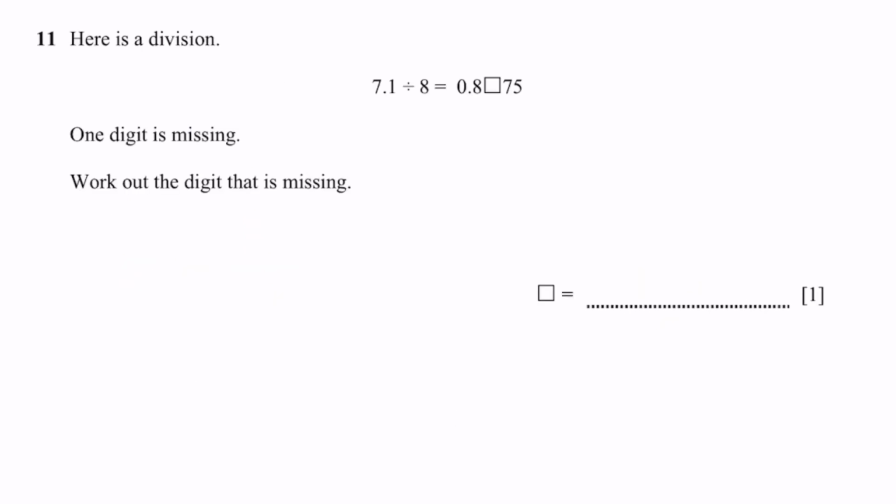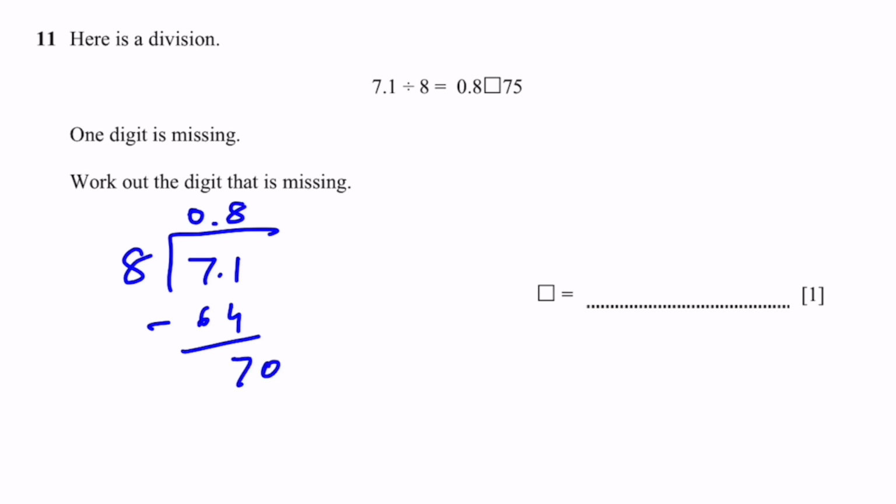Question 11. Here's the division. One digit is missing. Work out that digit. 7.1 divided by 8 is equal to 0.8-75. We can do our division for this, normal long division. Now this will be 0.8 because 64. That becomes 7 here, 70. And now again we can make it 64. That means it's 8. That's all you need to do because you only need the second digit. Therefore, the answer is 8.